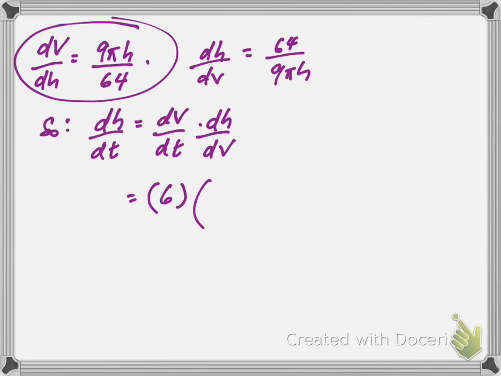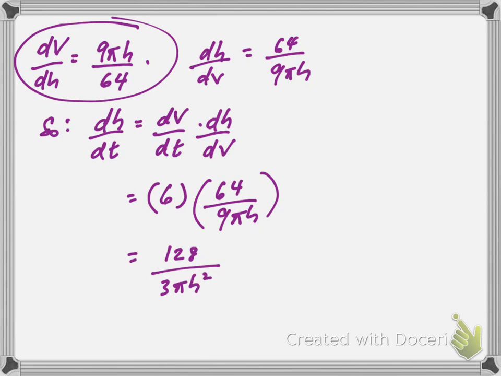Okay, let's substitute that times 64 over 9 pi h, and if you multiply all that, you end up with 128 over 3 pi h squared. Okay, so the question actually asks how fast is the depth of the water increasing when the depth is 4. So to be able to answer that question, you have to substitute 4. So when height is equal to 4, find dh over dt.